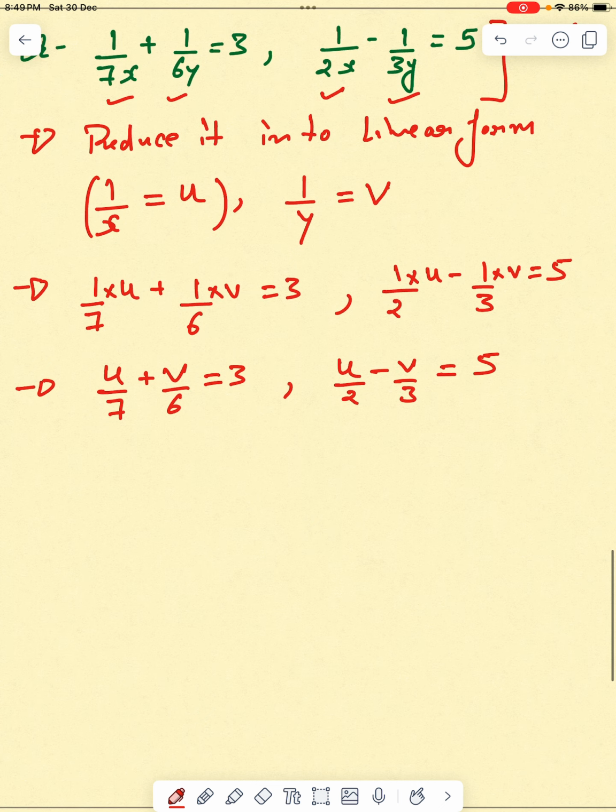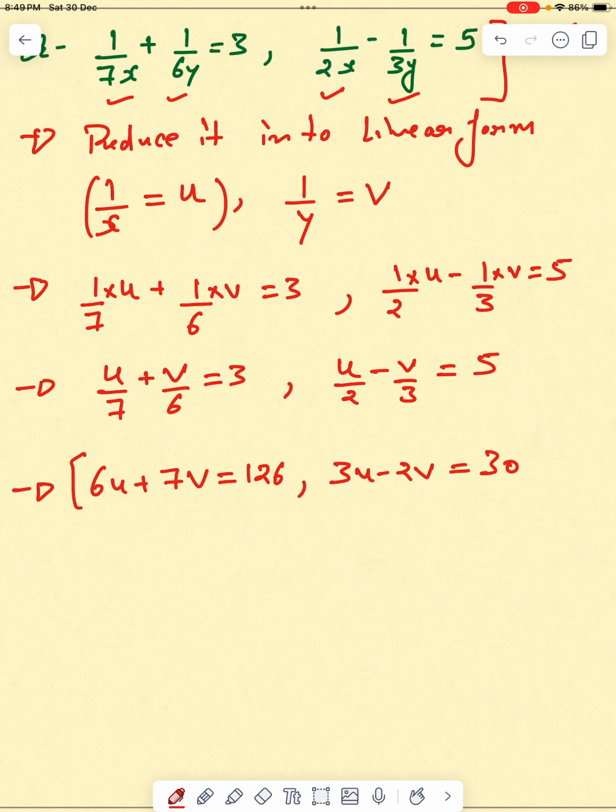Okay, now take the LCM and make the denominator common in both the equations. The LCM is 42, so I take 42. 7 6s are 42, and on the RHS, 42 into 3 is 126. You can also solve in your notebook if there is any confusion. So 2 3s are 6, 6 into 5 is 30. So now we have obtained the two equations. We have reduced the given system into linear form.